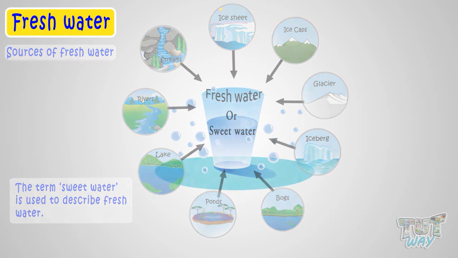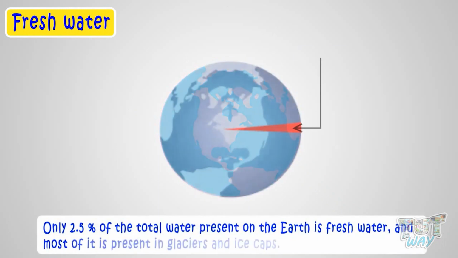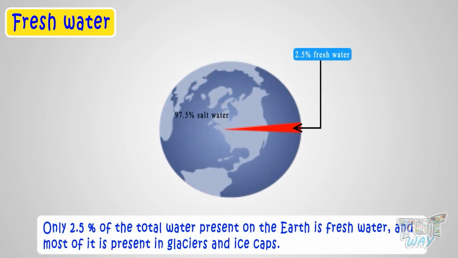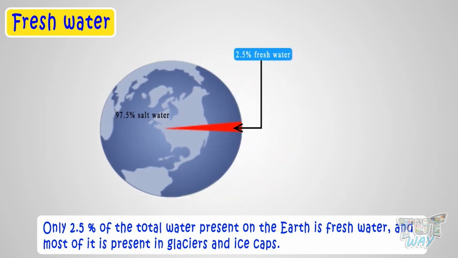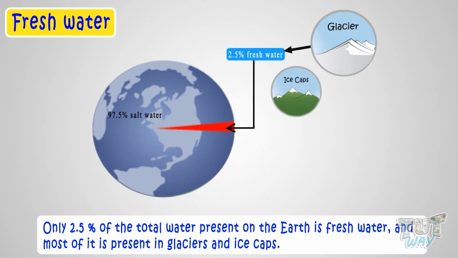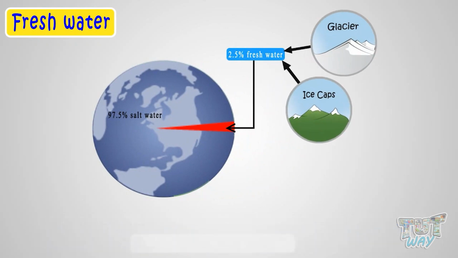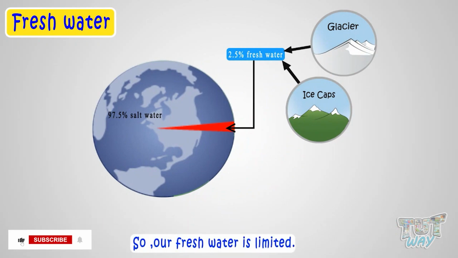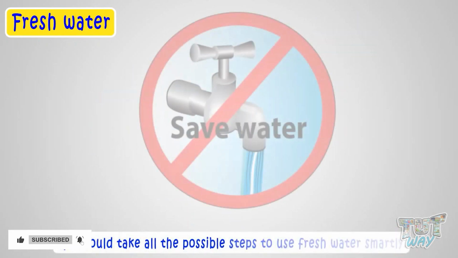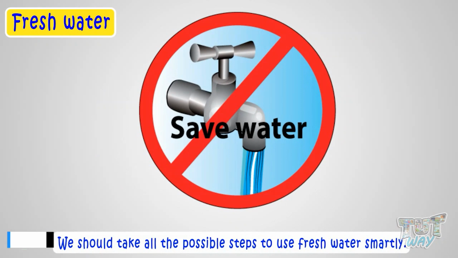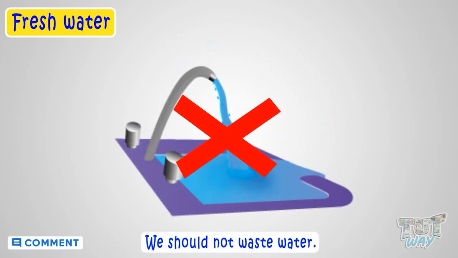Kids, only 2.5% of the total water present on the earth is fresh water. And most of it is in glaciers and ice caps. So our fresh water is very limited, and we should take all the possible steps to use fresh water smartly. That is, we should not waste water.